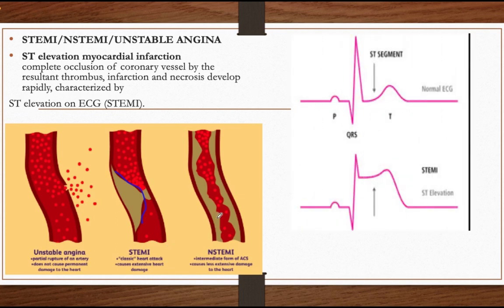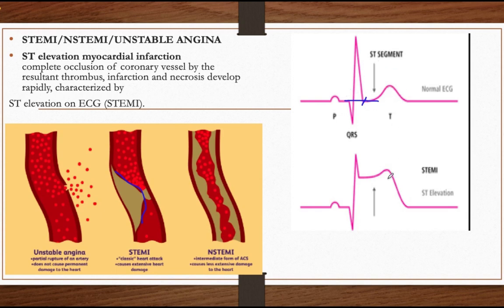So on an ECG, this is what we see. The first one here on the right shows the normal ECG, and as you can see, this is the isoelectric line. And as you can see, the J point is also on the isoelectric line, and this is the T wave. And so in this ECG, there is no abnormality.